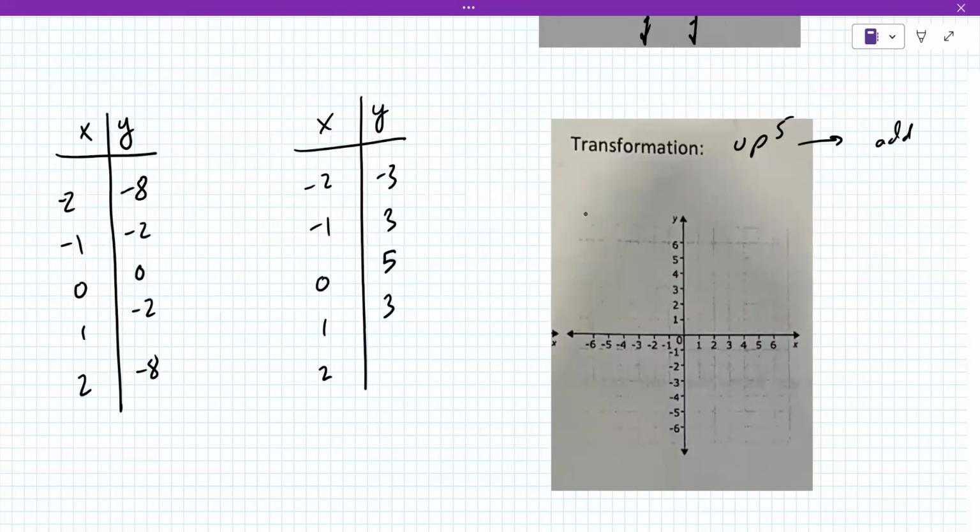All right, I got the final point. Perfect. And then go ahead and graph it.